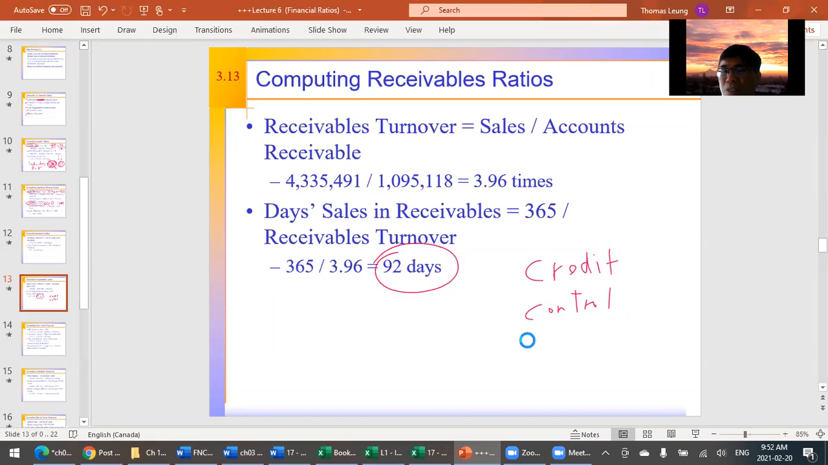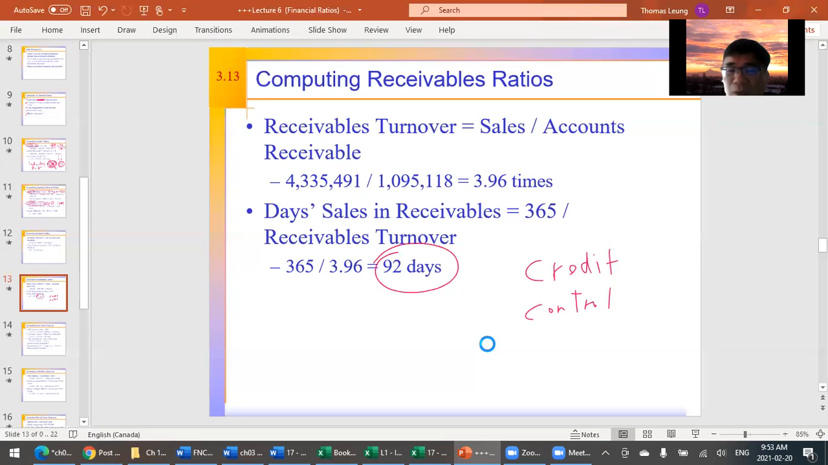So therefore, if this is too long, it's no good. You need to make sure that they are paying the money according to the agreement. Say the agreement is 90 days, then it should be 90 days, not 180 days. So then you can tell your management of your accounts receivable.